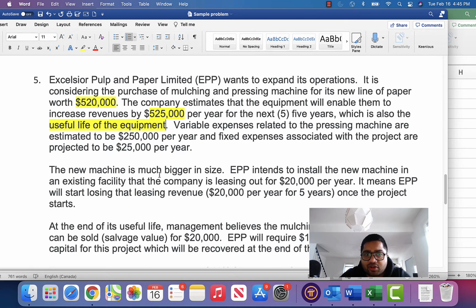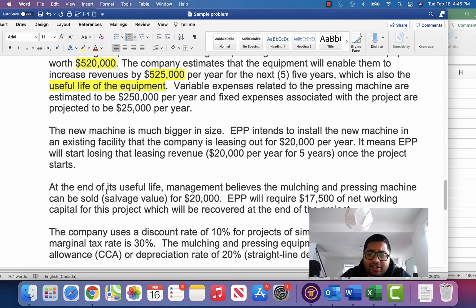The new machine is much bigger in size. EPP intends to install the new machine in an existing facility that the company is leasing out for $20,000 per year. It means EPP will start losing that leasing revenue of $20,000 per year for the next 5 years once the project starts. At the end of the life, the management believes the mulching and pressing machine can be sold for $20,000. EPP will require $17,500 of net working capital for its project, which will be recovered at the end of the project.